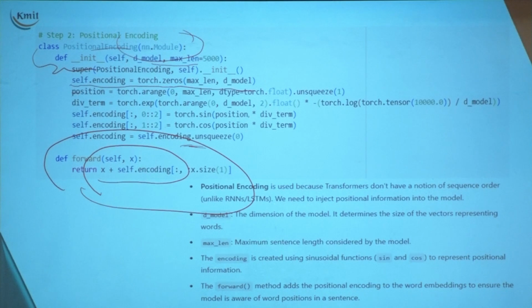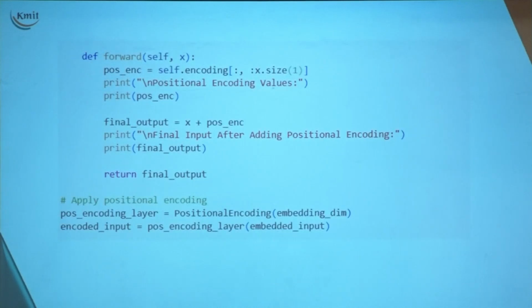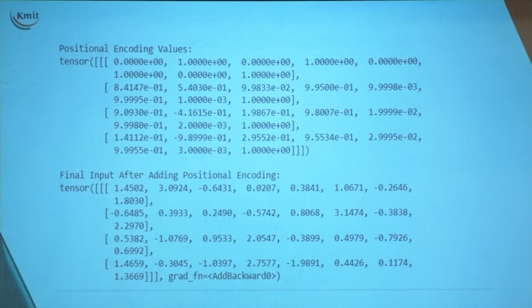So, what you observe here is every block will have two parts. The first part is the class that we are defining. The second part is the forward function where we implement that particular class. Okay. So, this is all about position encodings. I want to print two things: the positional encoding values and the final input after adding positional encodings. These are the positional encodings. After I add them to the embedding vectors, I have the final matrix. Now this would be given to the encoder as input.